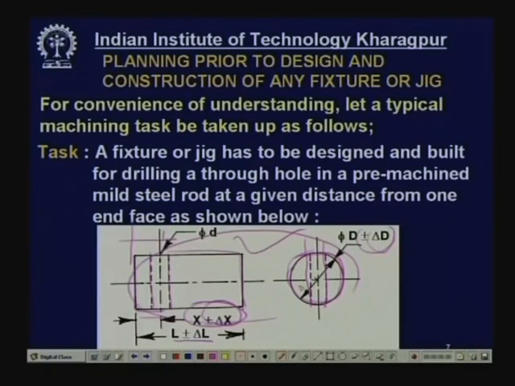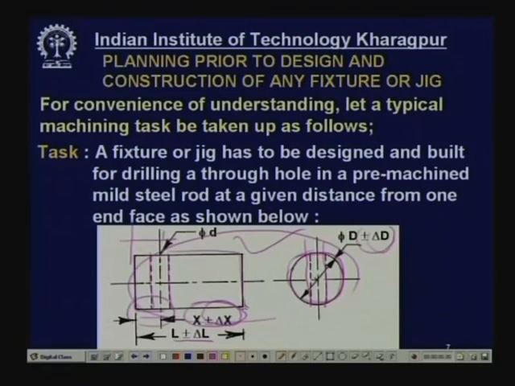So, locating, supporting and other things for the design steps should consider this aspect: the precise distance with the tolerance and variation, the possibility of variation in the diameter of the rod, and that length can also slightly vary because of machining tolerance.